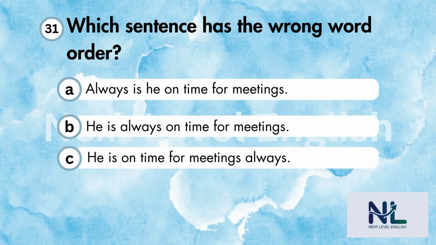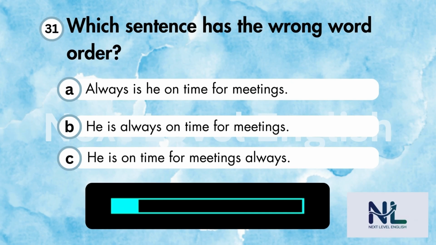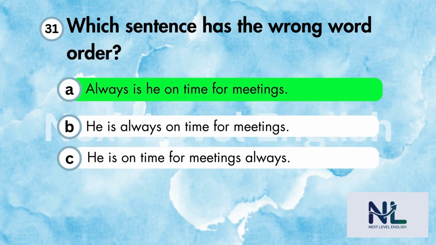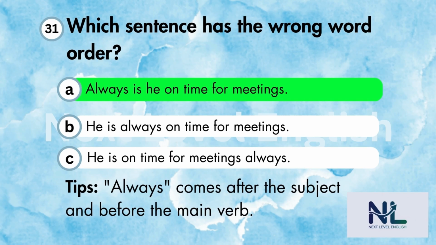31. Which sentence has the wrong word order? Always is he on time for meetings. Tips: always comes after the subject and before the main verb.